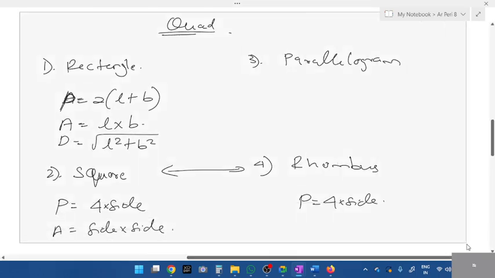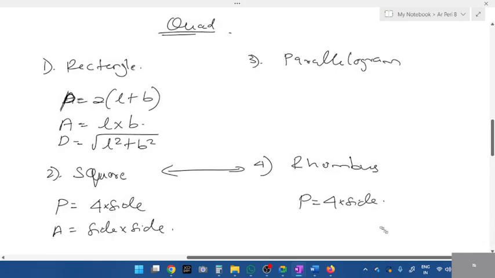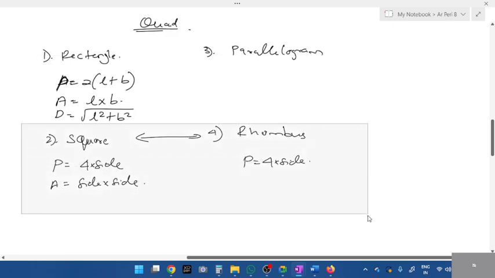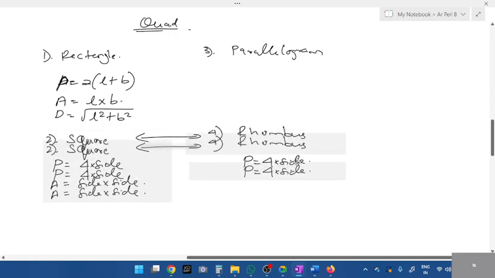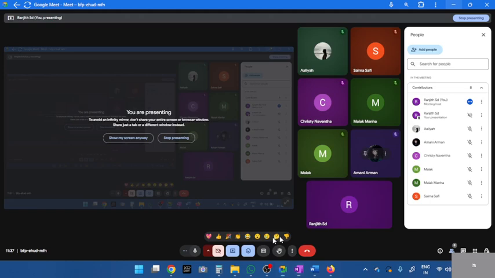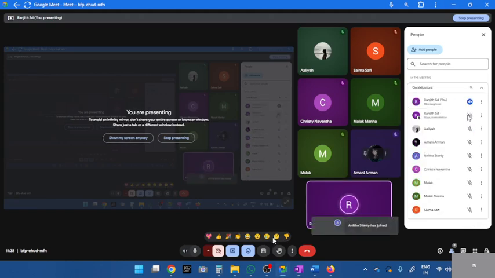Now parallelogram diagonal is left. These are the three things. In this entire chapter, we have only three things to find: area, perimeter, diagonal. For these, we use different plane figures: rectangle, square, parallelogram, rhombus, and the other one is trapezium. Diagonal of a square is side root 2. Make a note of this, side root 2.